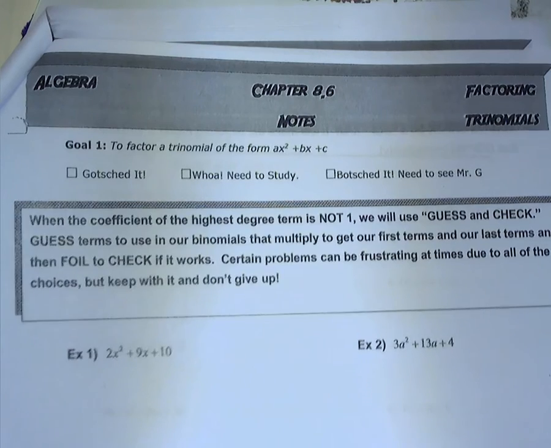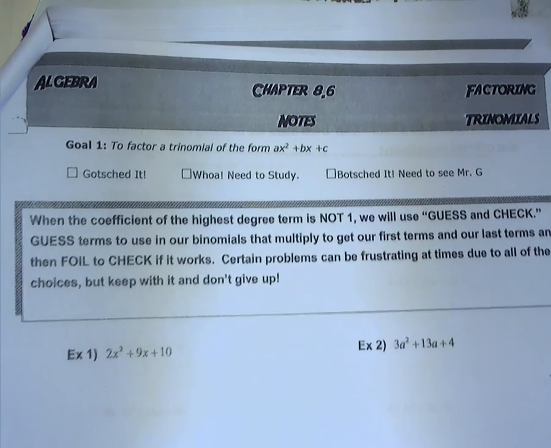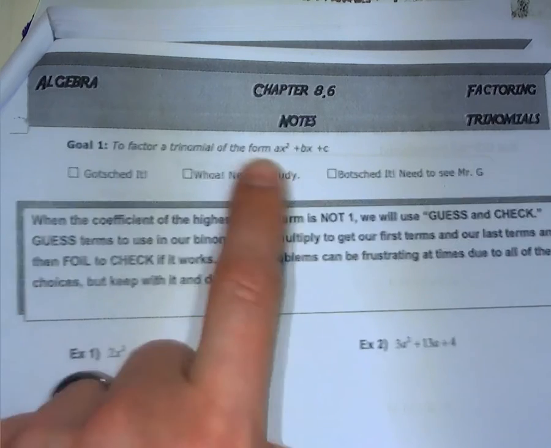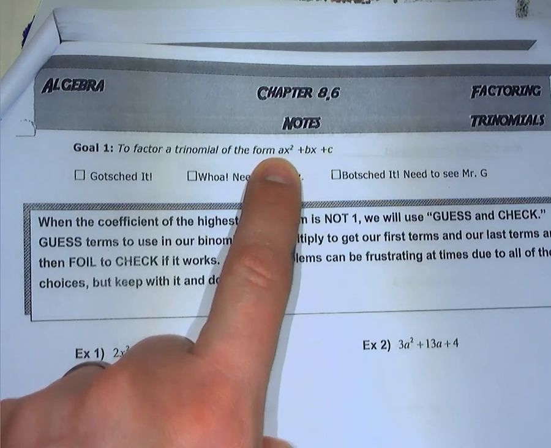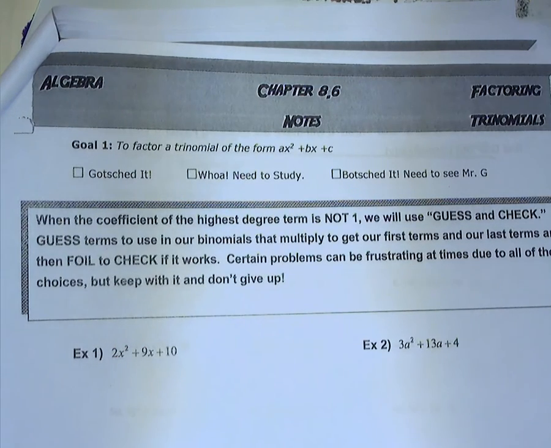All right, ladies and gentlemen, we are ready for chapter 8.6. Again, we are still factoring trinomials, but now you guys are going to see that there's going to be a number in front. So we're going to factor that trinomial where there's a number in front of that guy.